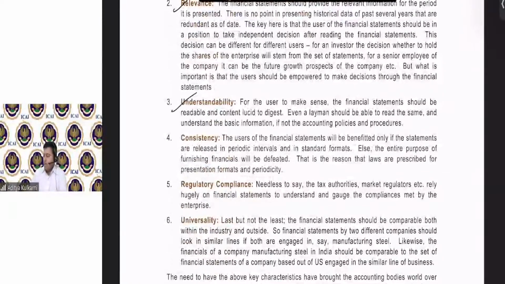Coming to the next one, understandability. For the user to make sense, the financial statement should be readable and lucid to digest. Even a layman should be able to read the same. I partly disagree with this, because if I look at my current Ind AS financial statements, forget the layman, many things we ourselves do not understand. We are able to interpret financial statements because we are professionally involved in understanding them.